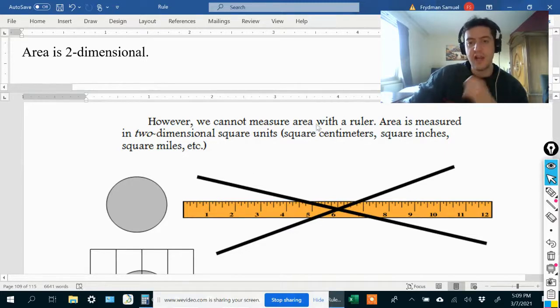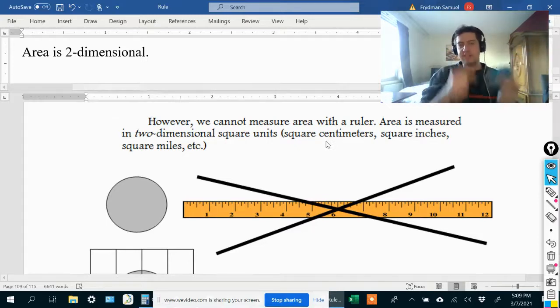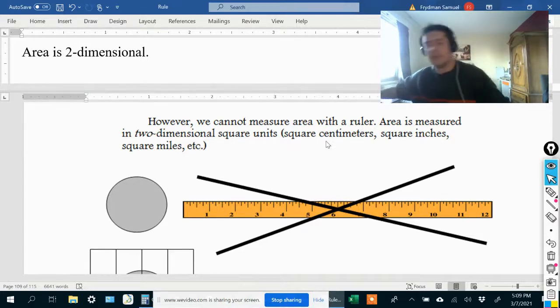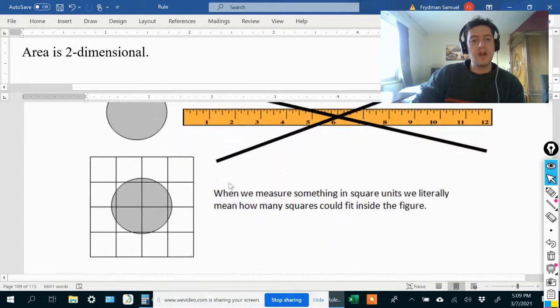So we cannot measure area with a ruler. Even if I took my string and tried to do some sort of trick with the string like I did for the circumference, there wouldn't be anything that we could do to measure the area like that. Area is measured in two-dimensional square units: square centimeters, square inches, square miles, and so on. That literally means how many little squares would fit inside the object.